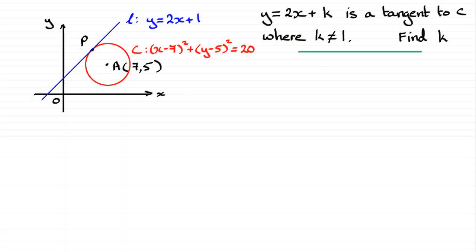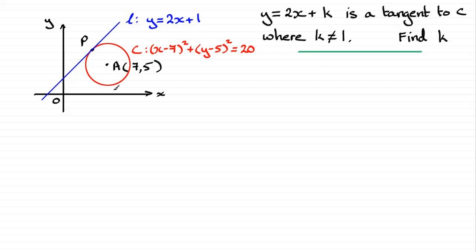Hi. Now, what I've got here is an alternative way of finding this value of k, when we've got this equation of a tangent, y equals 2x plus k, which we're told is a tangent to the circle C. This is not a method that I would want to use in a question like this, as it's quite lengthy, but nonetheless it's a useful exercise.